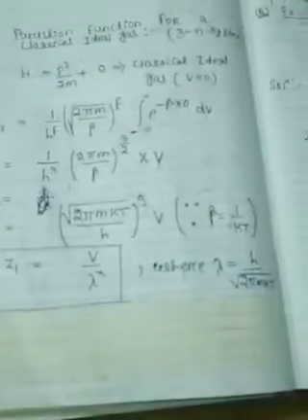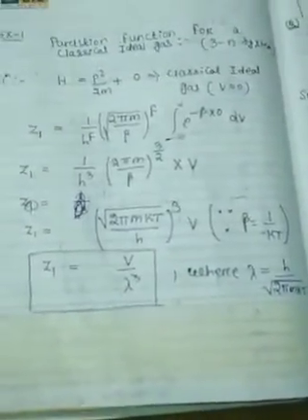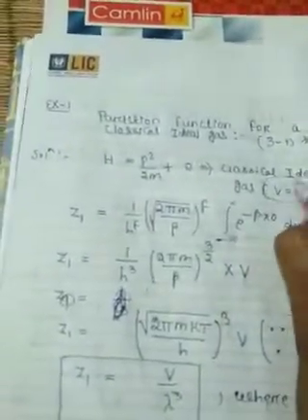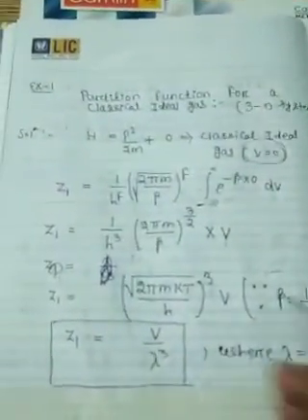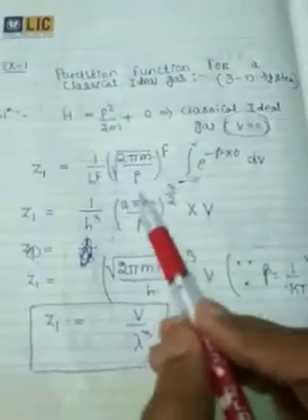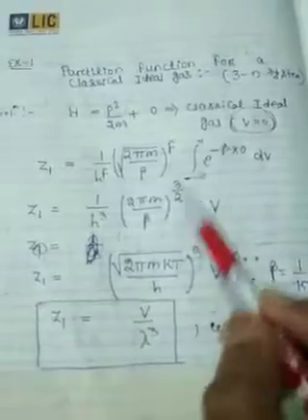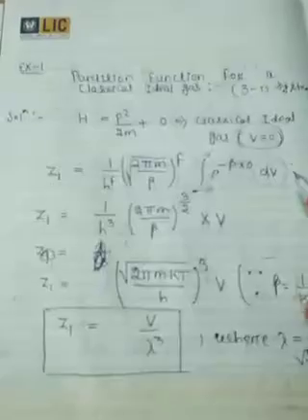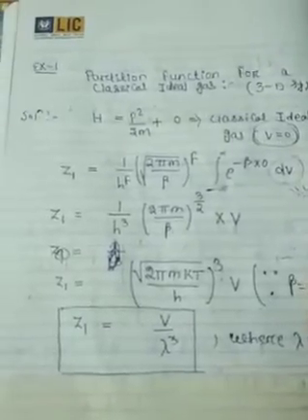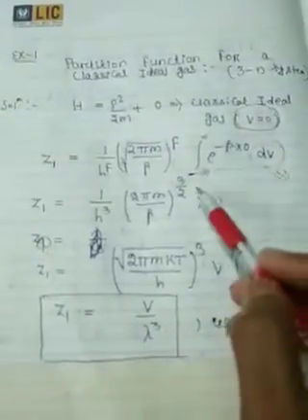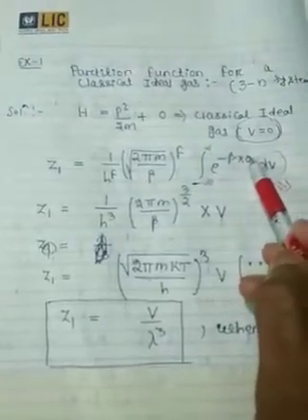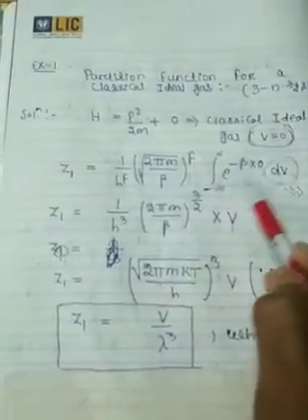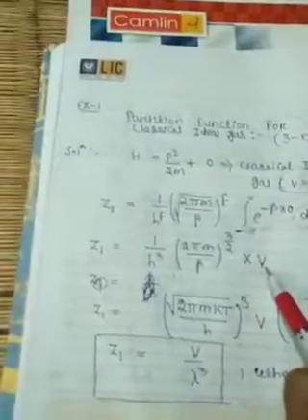Partition function for a classical ideal gas. Classical ideal gas means the potential should be 0. Now Z1 is equal to 1/h^f (2πm/β)^(f/2) times the integration from minus infinity to plus infinity, putting the potential as 0. This is the volume element. The potential is 0 and dV is the volume element, and this term will be the volume.